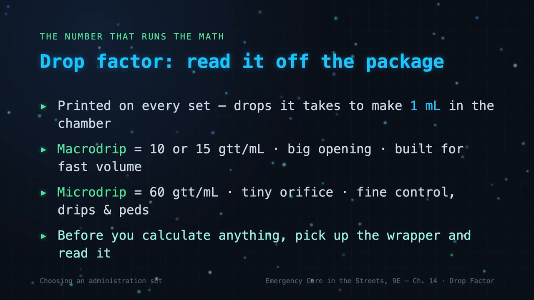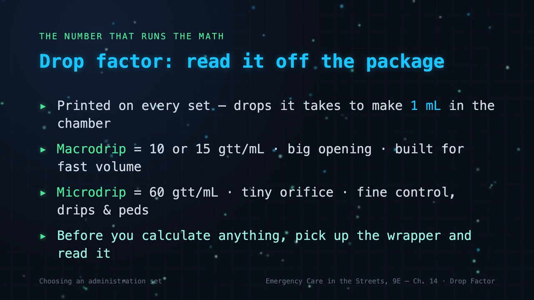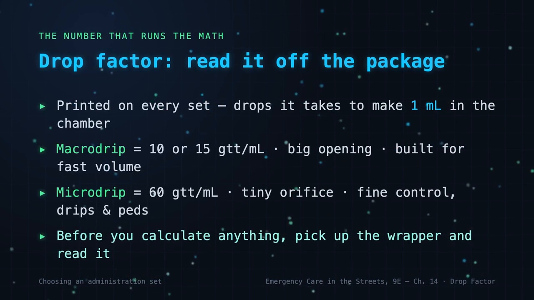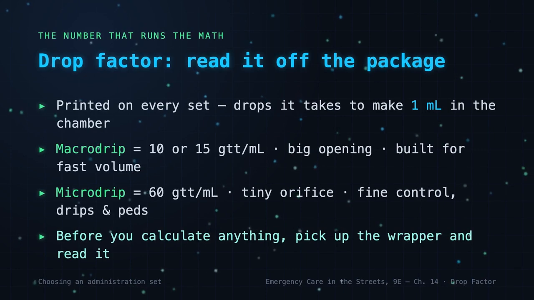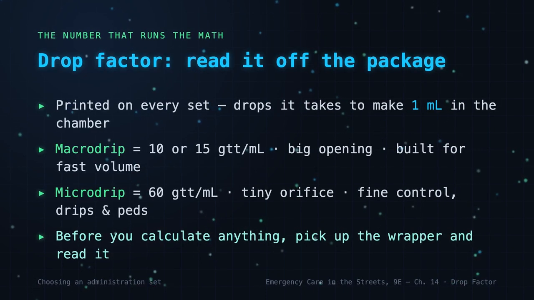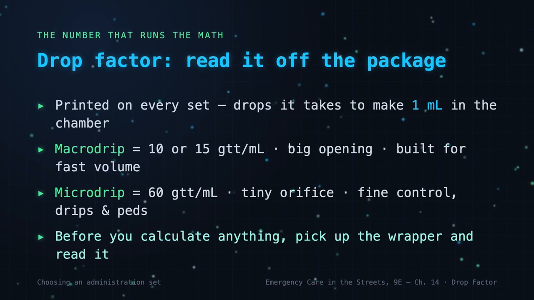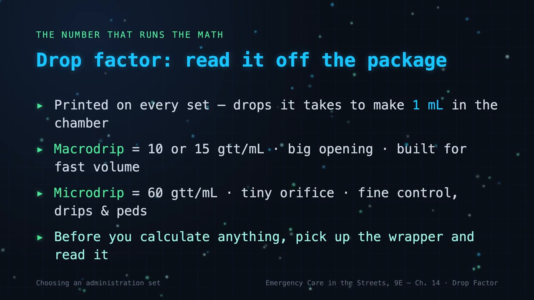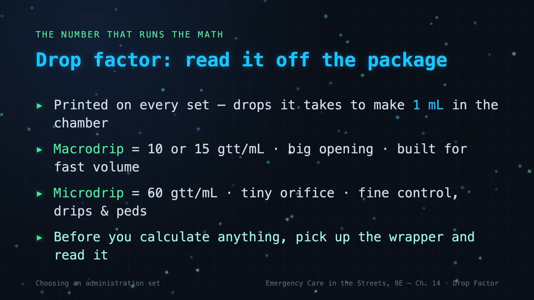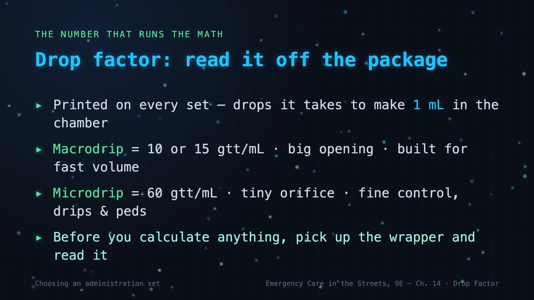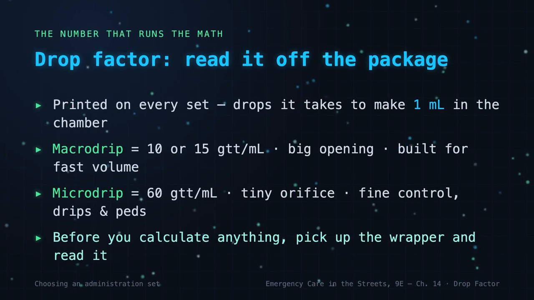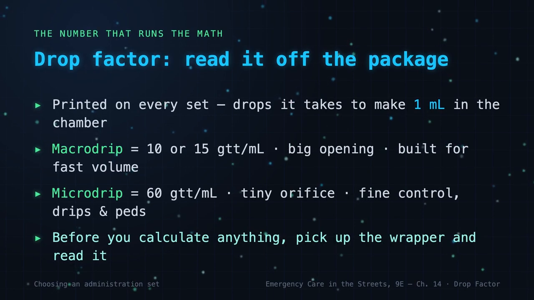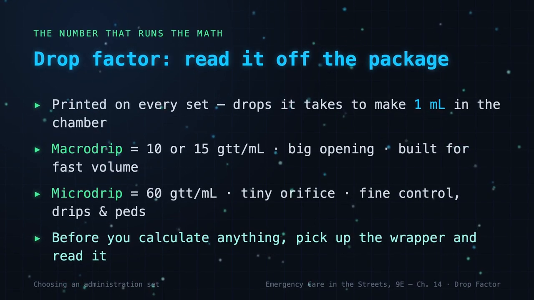There are two families. A macrodrip set runs 10 or 15 drops per milliliter through a big opening, and it's built for fast volume. A microdrip set runs 60 drops per milliliter through a tiny needle-like orifice, giving you fine control. That's your choice for medication drips and for children. So before you calculate anything, pick up the wrapper and read the drop factor. It is the GTT per ml number your formula needs.